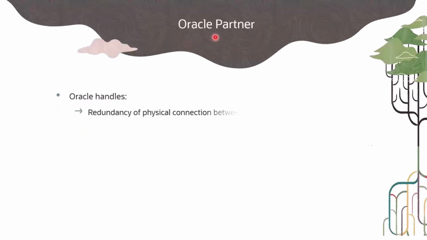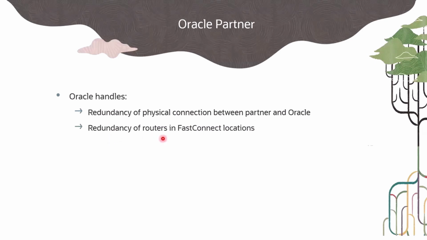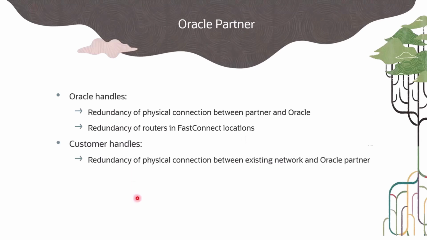Now in case of Oracle partner, what is Oracle going to handle? First of all, it is going to handle the redundancy of physical connection between the partner and its network, the redundancy of routers in FastConnect locations. As we have seen in the previous diagram, there are 2 routers in each FastConnect location. Now what is the customer going to handle? The customer is going to ensure that the physical connection that it has established between the existing network and the Oracle partner network is actually redundant.